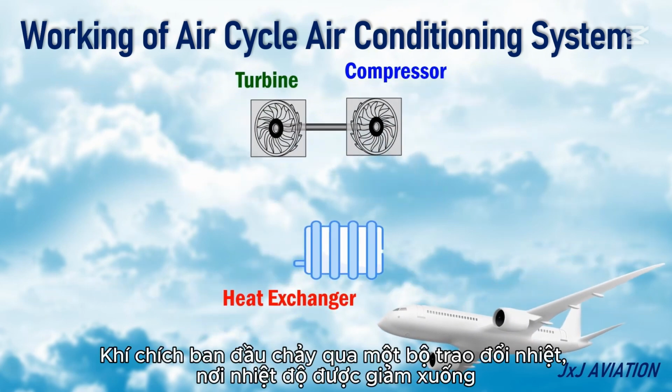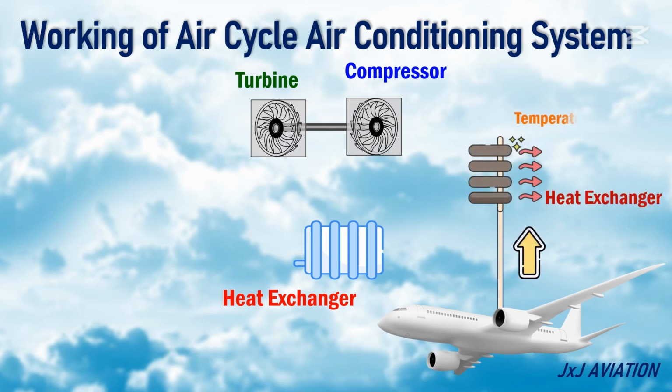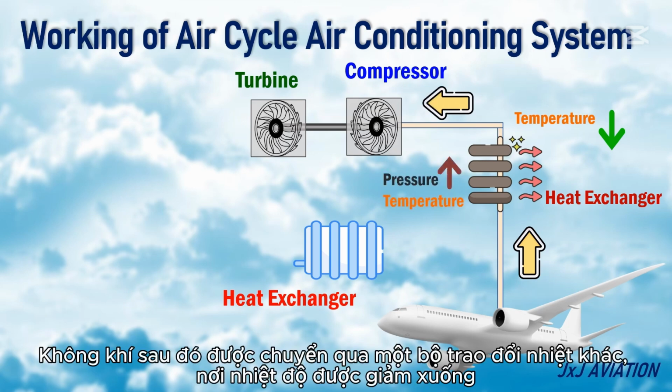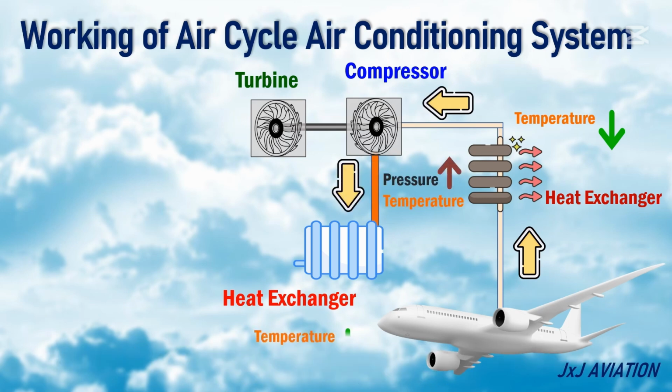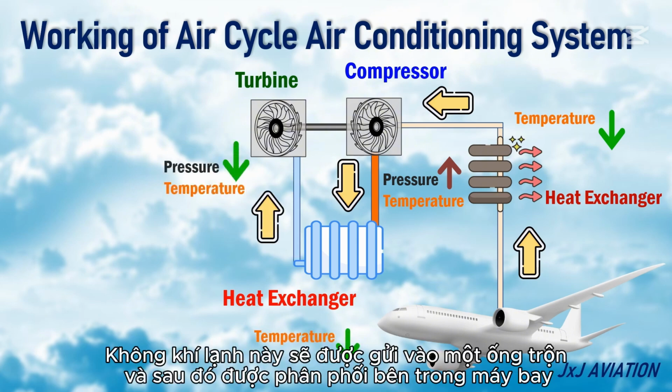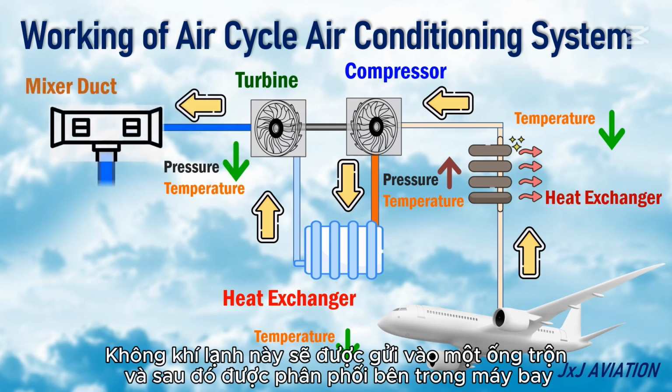The bleed air initially flows through a heat exchanger where the temperature is reduced. The air then flows through a compressor, where the pressure and temperature increase. The air is then sent through another heat exchanger, where the temperature is reduced. This air flows across a turbine, where the pressure and temperature decrease. This cold air would be sent to a mixer duct and then distributed inside the aircraft.